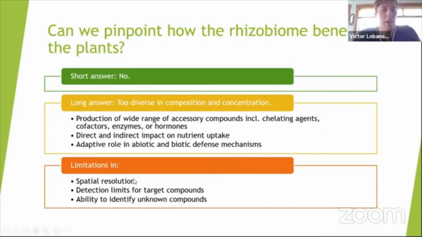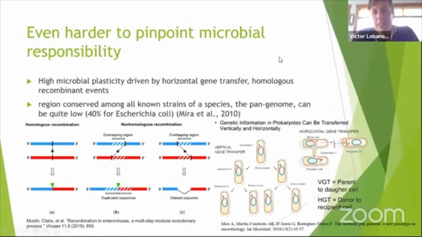So we're limited in our ability to have appropriate spatial resolution. We're talking about micrometers of distance between the root and the microbial community and all these micro niches. So it's really small scale stuff going on. And then, as I mentioned, detection limits and our ability to even identify these compounds. And it's even harder to say what bacteria are responsible for what action.